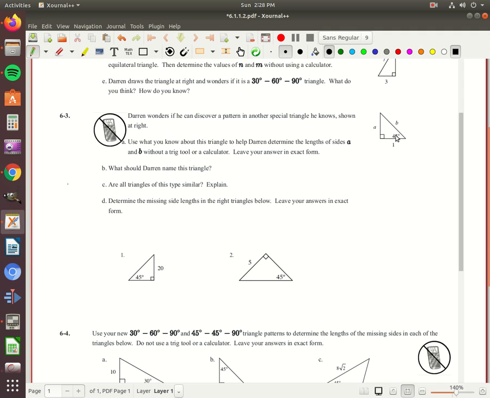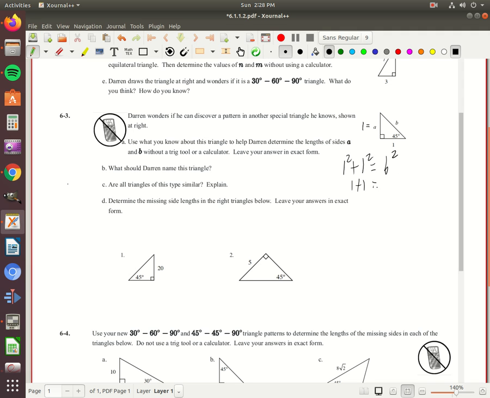Well, if it's a 45-degree angle and this is a right angle, this also must be a 45-degree angle. And so we have an isosceles triangle. So the angles are the same and the sides are the same. So that means that side A must equal 1. And now I can use the Pythagorean theorem to say that a squared plus, well, this is b squared, but we'll call this b squared, the leg squared. The leg squared plus the leg squared is going to equal the hypotenuse squared.